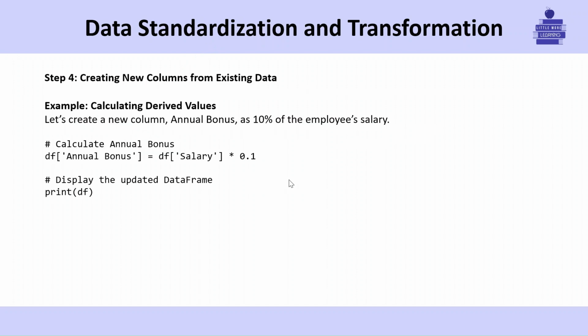The next step is creating new columns from existing data, for example, calculating a derived value. From our salary column, we can create a new column known as annual bonus, that is 10% of the employee salary. What this statement does is multiply the value in the salary column by 0.1 and calculate the value for the annual bonus column.